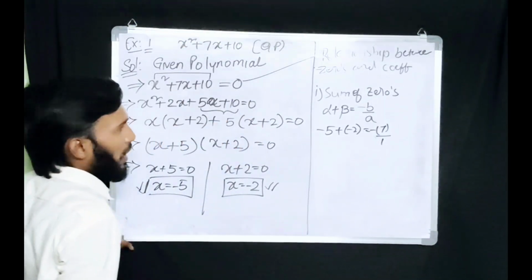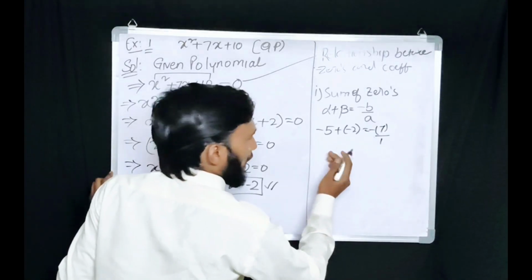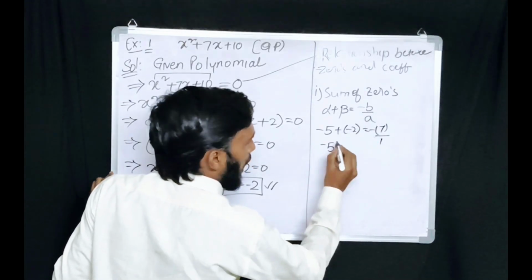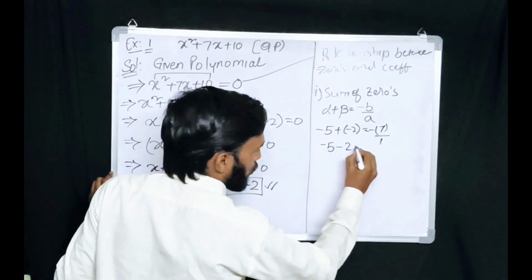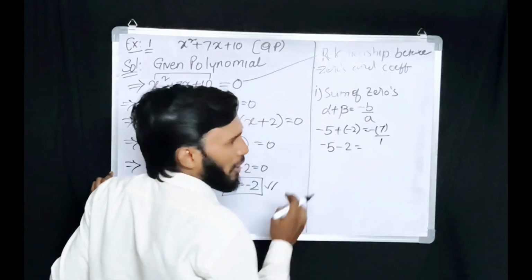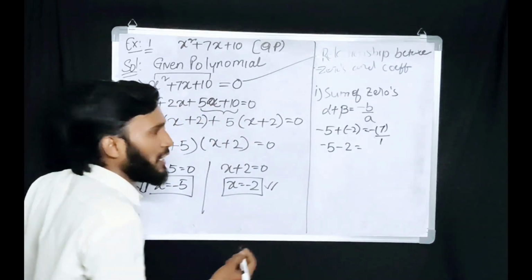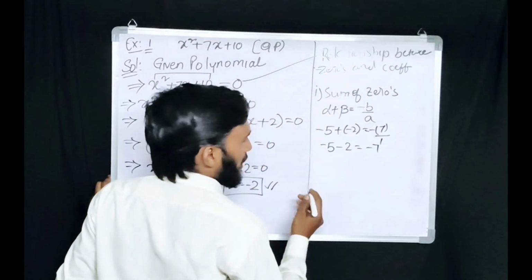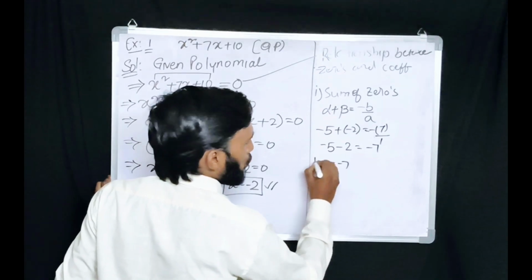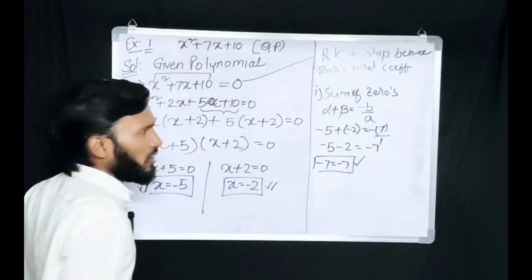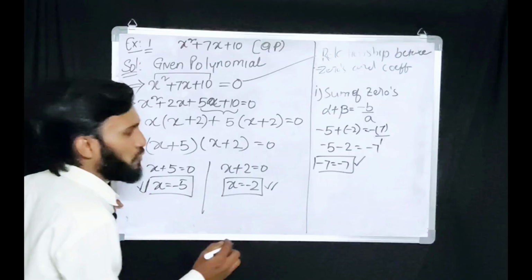1. Now minus 5 plus minus 2 is minus 7, divided by 1. Any number divided by 1 is equal to itself, so minus 7. Here minus 7 is equal to minus 7. So this is the relation for the sum of zeros.